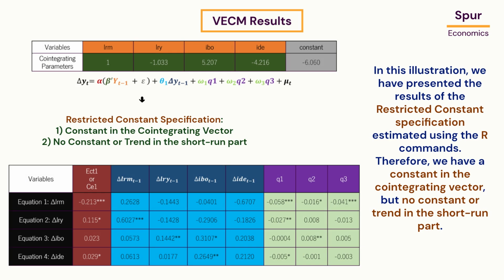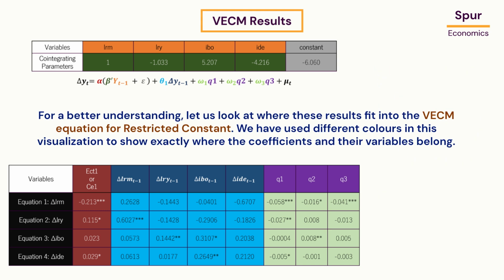In this illustration, we have presented the results of the restricted constant specification estimated using the R commands. Therefore, we have a constant in the cointegrating vector, but no constant or trend in the short-run part. For a better understanding, let us look at where these results fit into the VECM equation for restricted constant. We have used different colors in this visualization to show exactly where the coefficients and their variables belong.